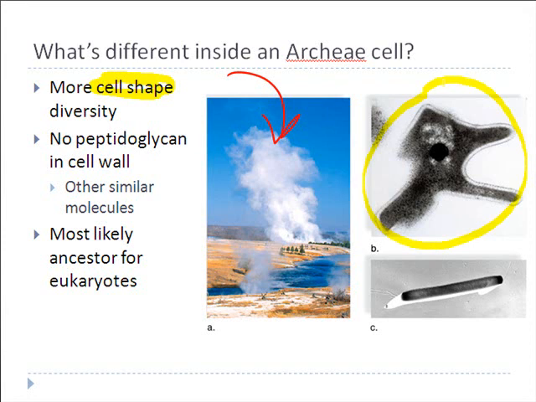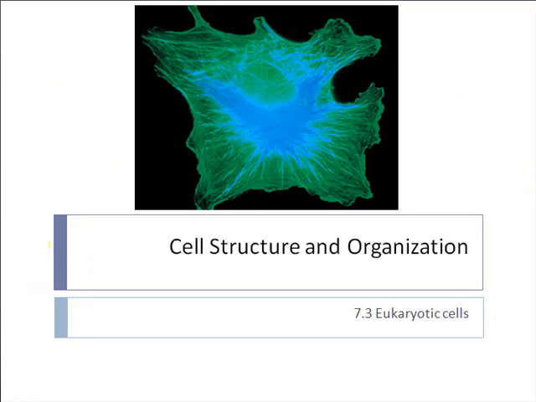Archaea do not have a cell wall that contains peptidoglycan, but what they do have is a cell wall that contains a molecule similar to peptidoglycan called pseudomurein. Not that you need to know that, but their cell wall is not made of peptidoglycan. It's made of something similar, but not quite the same. It has been postulated that the most likely ancestor that gave rise to eukaryotes was not a bacterial cell, but was instead a type of archaea cell. All right, the next round of slides, we're going to be moving on and talking about eukaryotic cells and the pieces and parts of that.